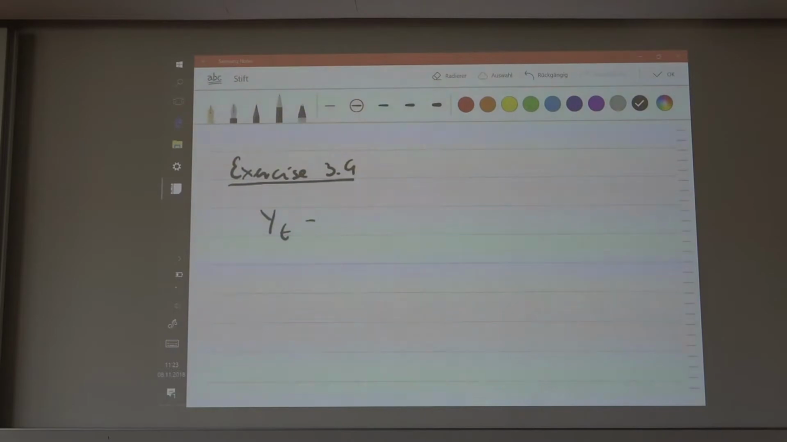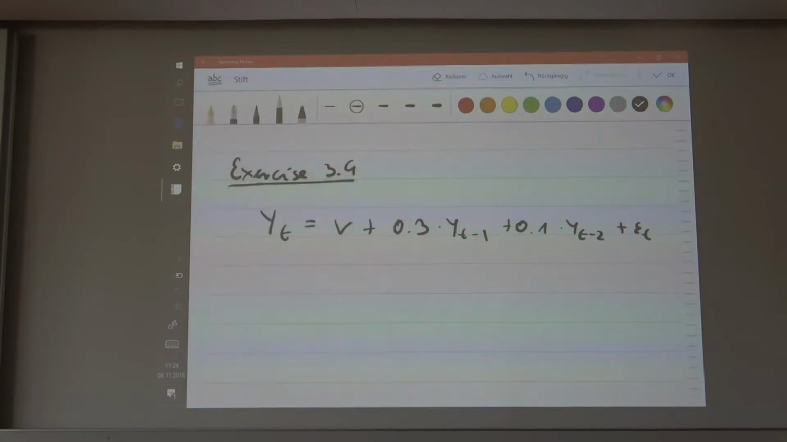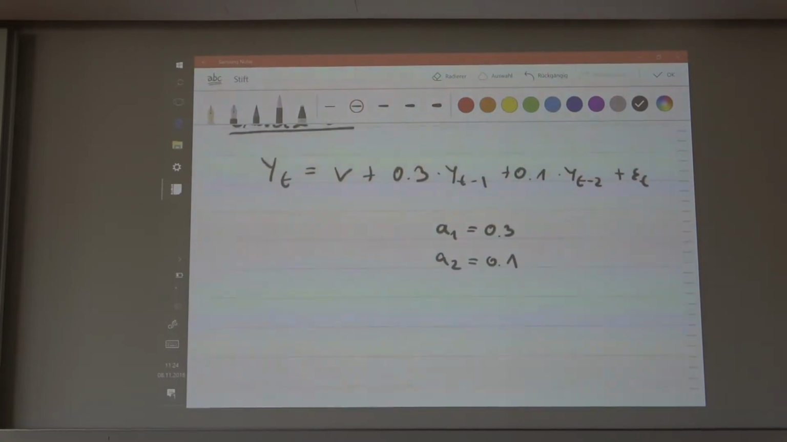Okay, so the process is a constant plus 0.3 times y_{t-1} plus 0.1 times y_{t-2} plus the noise. Basically, you write this in terms of the lag polynomial. The first coefficient is equal to 0.3 and the second coefficient is equal to 0.1. Now, if you want to examine whether or not this process is stationary, you could set up the lag polynomial, calculate its roots, and see whether the absolute values of the roots of the lag polynomial are all greater than 1.